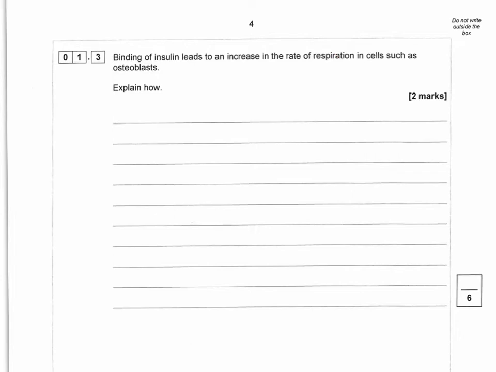So how does that happen? Well, using your knowledge, when insulin binds to a cell, it causes more channel proteins to be inserted in the membrane, so more glucose will enter the cell by facilitated diffusion. So it's understanding the idea that if you're increasing glucose concentration inside the cell, there's more substrate, so there's more enzyme reactions for respiration.